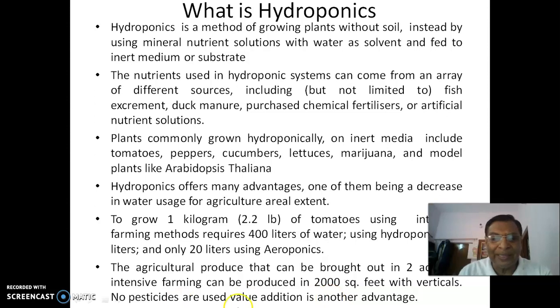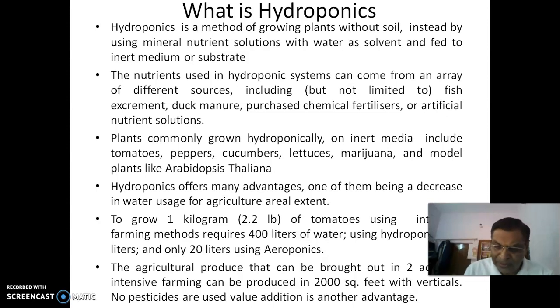Another advantage is that no pesticides are used because it is under a controlled environment. Normally there is no disease infection because everything is under control. And value addition is there. This is another advantage. People normally buy produce where pesticides and fertilizers are not used. That is the order of the day nowadays, so you can sell this readily. The market in 2016 was $200 million, but by 2021 it is $700+ million. It is growing worldwide.